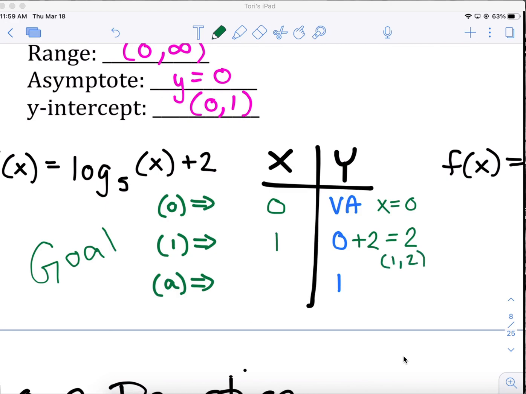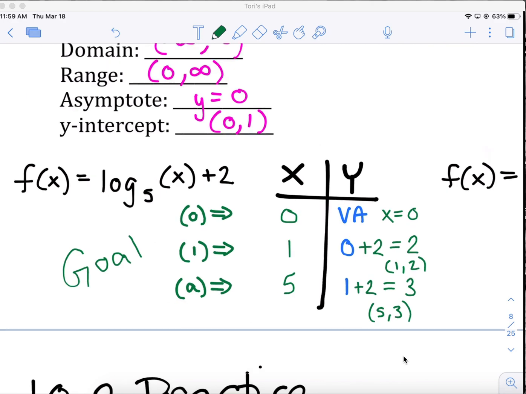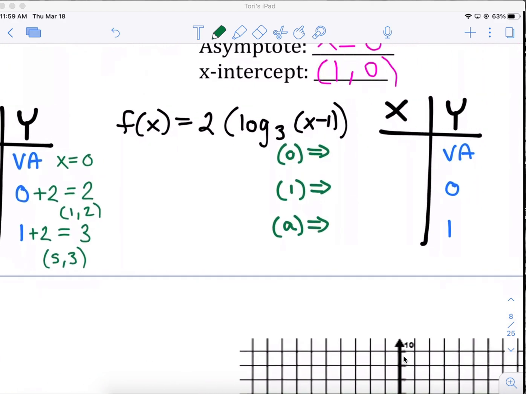Okay. Last goal is to make your parenthesis match your base. So that means I would have to make my x a 5. But I end up with a y value, and I have to do a vertical shift on it. That gives me 3. So I'm adding this 2 every time that I get a y number. Now my point is not 5, 1. It's 5, 3. Okay. All right, so I would need 2 points and the vertical asymptote to graph that guy. Okay. Let's go to another one. So that's how to work a vertical shift.